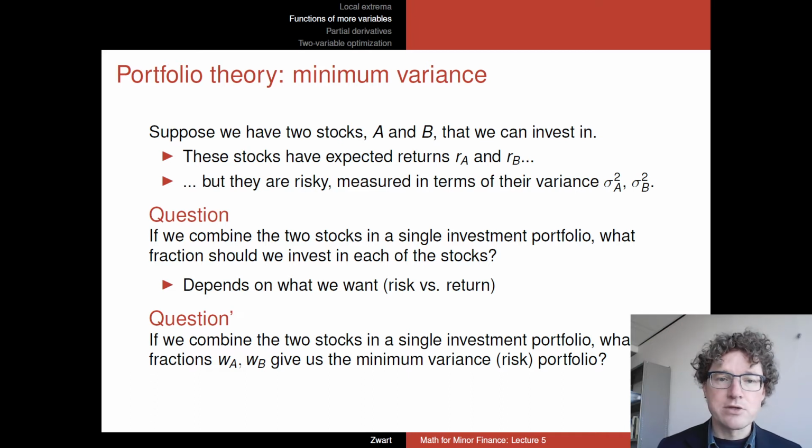If we combine those two stocks, A and B, in a single investment portfolio, what fractions, WA and WB, will give us the lowest or the minimum variance or the minimum risk portfolio? So should we invest say half of our money in A and half in B, or which proportion should we take? WA and WB, of course, will be fractions between 0 and 1, and they will add up to 1. So ultimately we'll add up all our investment in this 100% of the money that we want to invest in this portfolio of stocks A and B.